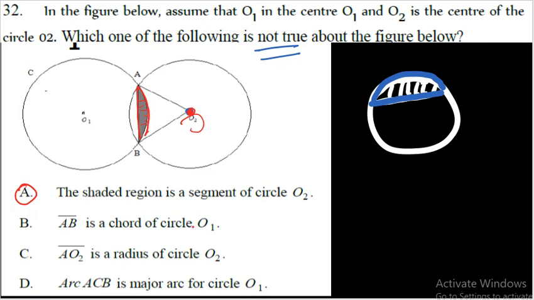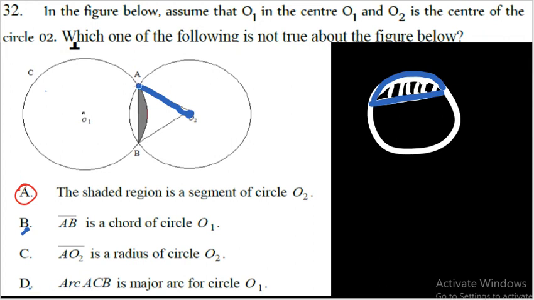AB is a chord of circle O1. Yes, the line AB, as you see here, it's visible. AB means this line, the middle line. It is a chord for both circles, O1 and O2, because it's a line segment connecting two endpoints of both of the circles. And if you go to B, it says AO2 is radius of O2. Yes, obviously, because A is on the circle and O2 is the center. Radius of a circle means a line segment from any point on the circle to the center of the circle.